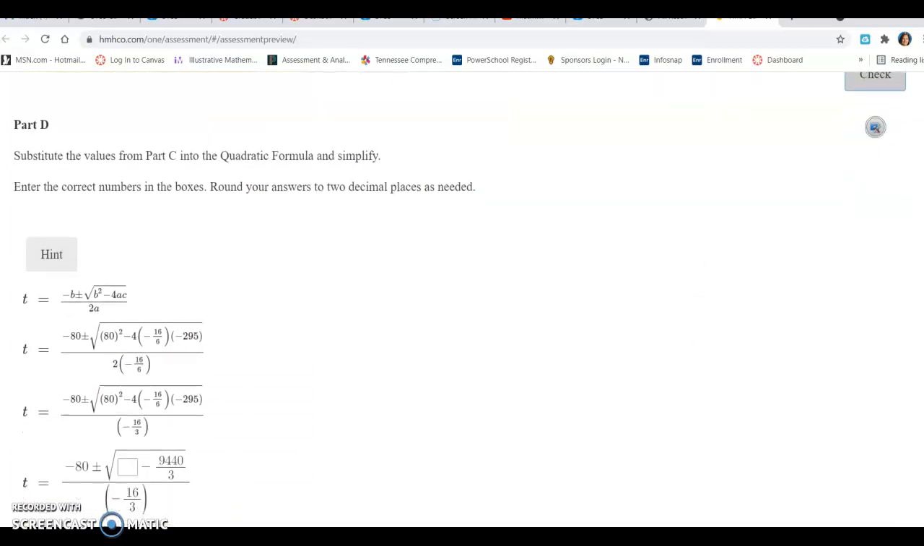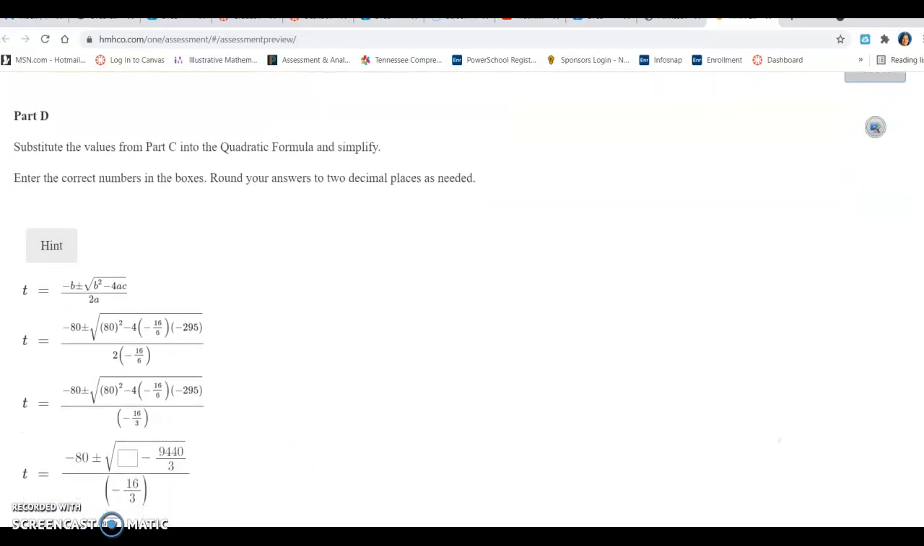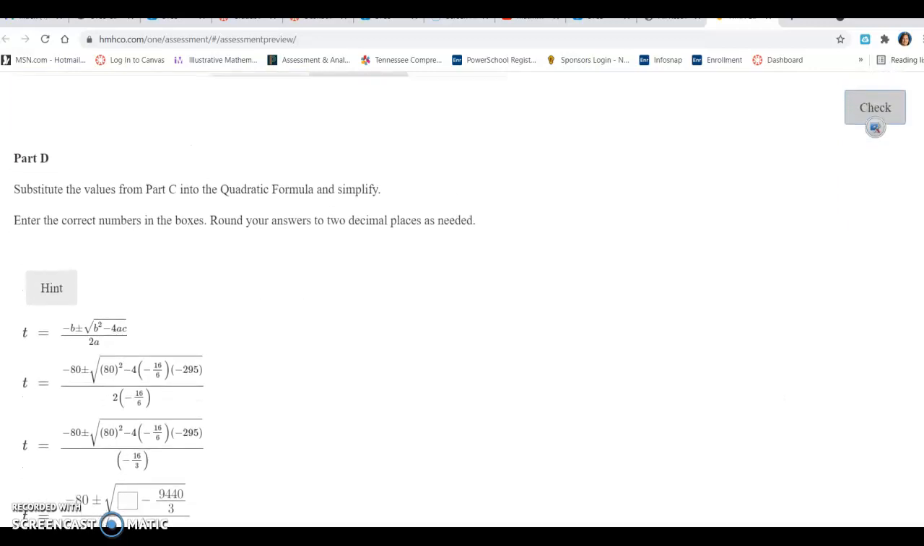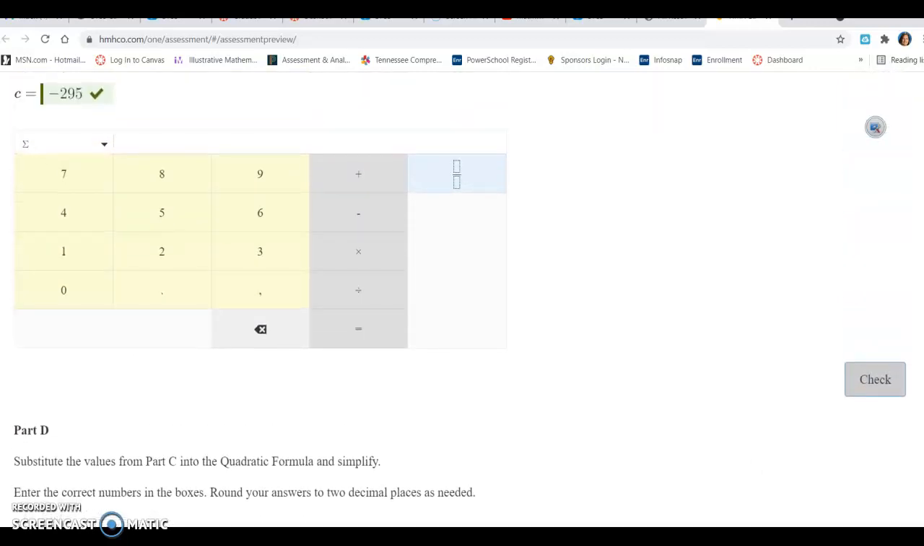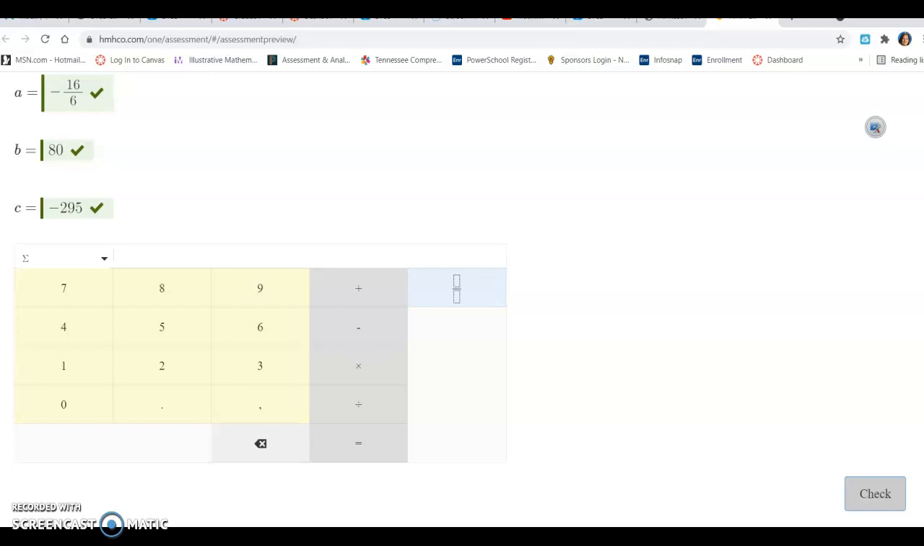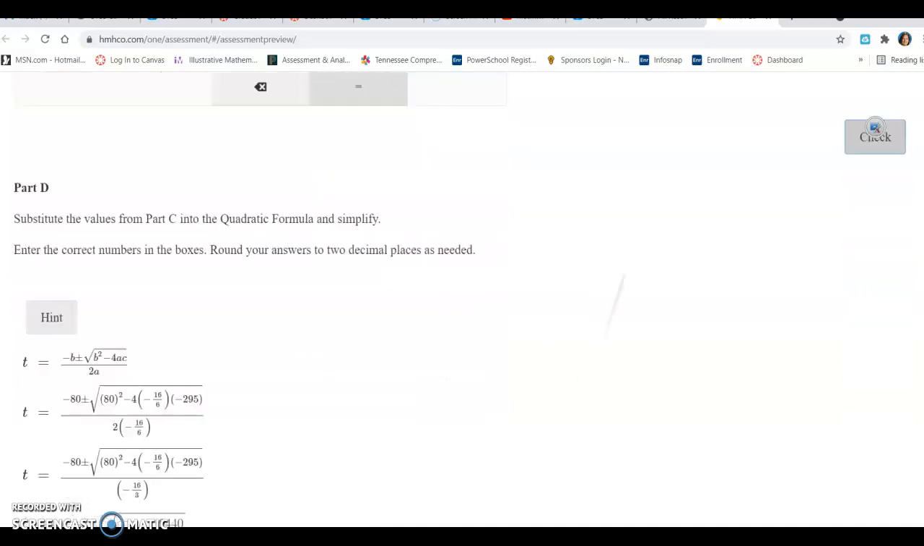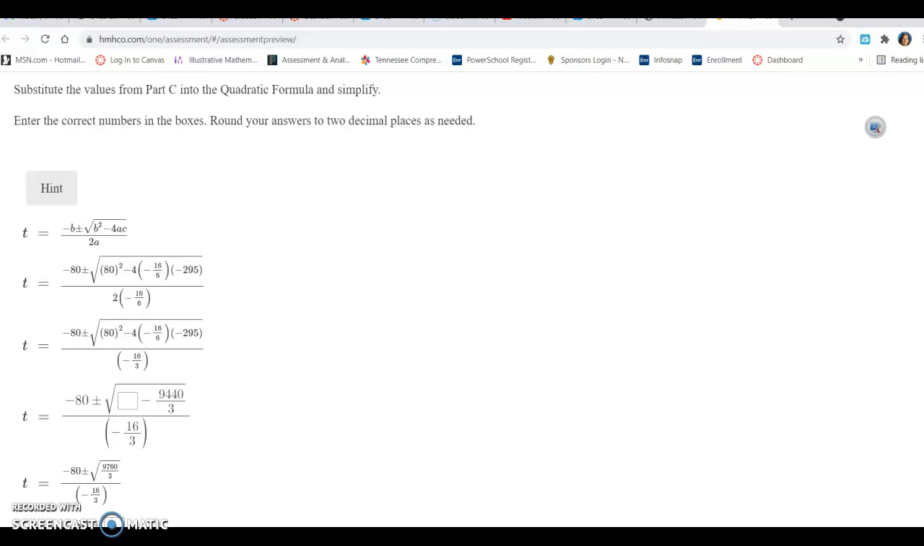All right, moving down to part D, substitute the values of A, B, and C into the quadratic formula and simplify. So our values are negative 16 over 6. I'm going to write these down so I don't forget them. A equals negative 16 over 6. B equals 80. And C equals negative 295. So those are the numbers we need to use in the quadratic formula.